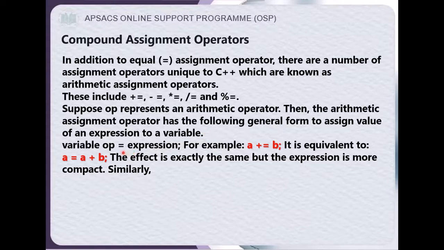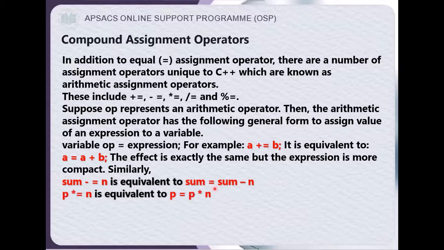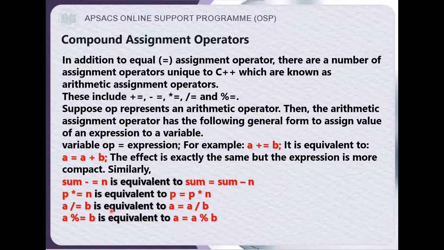variable op= expression. For example, a += b, which is equivalent to a = a + b. The effect is exactly the same, but the expression is more compact. Similarly, sum -= n is equivalent to sum = sum - n. p *= n is equal to p = p * n. a /= b, which is equivalent to a = a / b, and a %= b, which is equivalent to a = a % b.